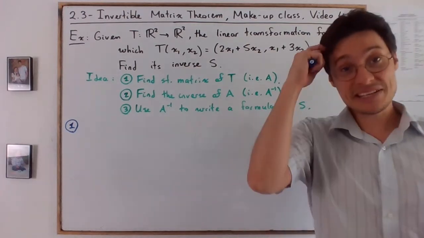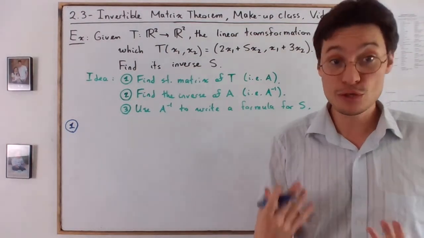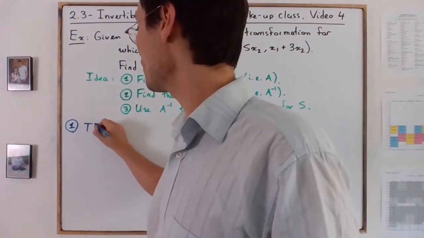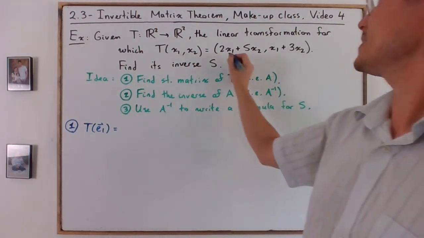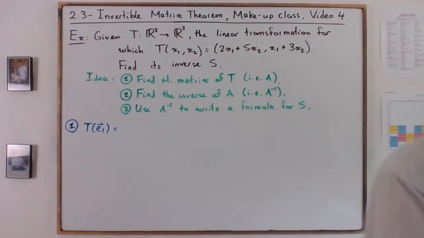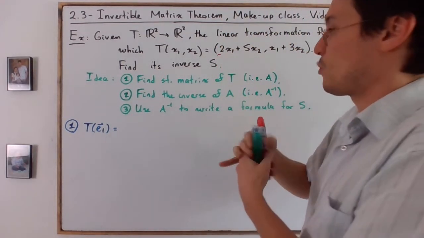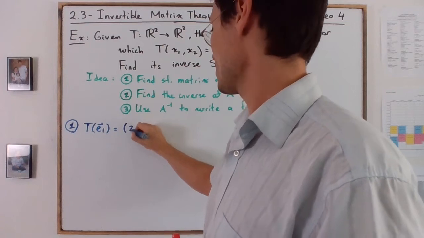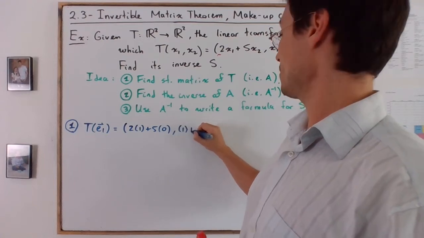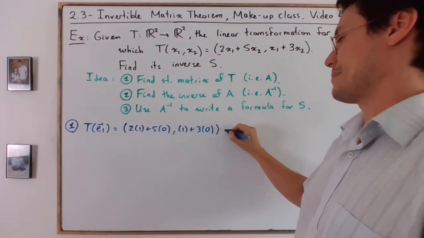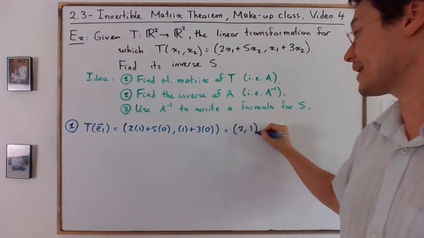So remember how to find the standard matrix of a linear transformation, and don't forget also that I'm expecting you to show your steps. So you have to compute T of E1. It's going to be 2 times 1 plus 5 times 0, and then 1 plus 3 times 0. You don't have to write this down, but you do have to write that you're finding T of E1 and that the result is 2, 1.